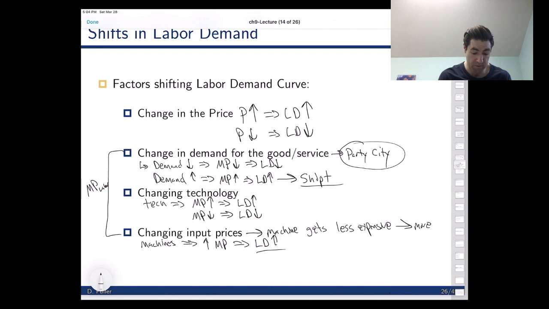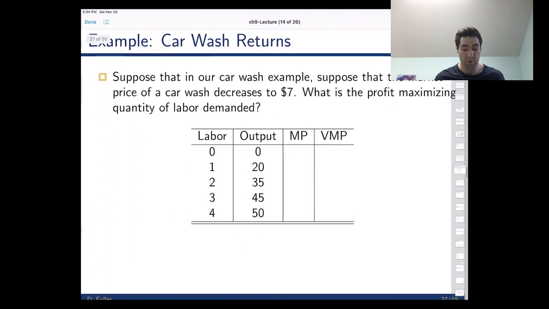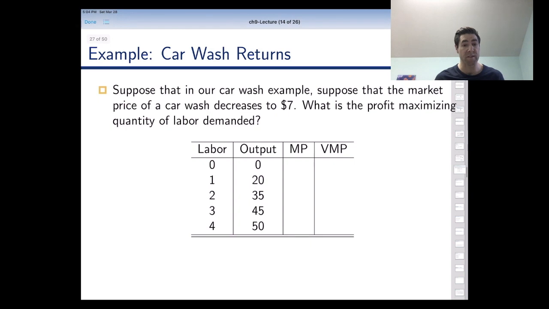Now, if the input prices get more expensive, then labor demand is going to decrease. I'm going to buy fewer machines. If I have fewer machines, each worker is going to be less productive. So these are the main factors that decrease or increase labor demand. And you want to think of it basically as breaking it down to either the price of the good changed or something changed the productivity of the workers. And we've given ourselves a few examples here of things that could shift labor demand to the left or to the right.